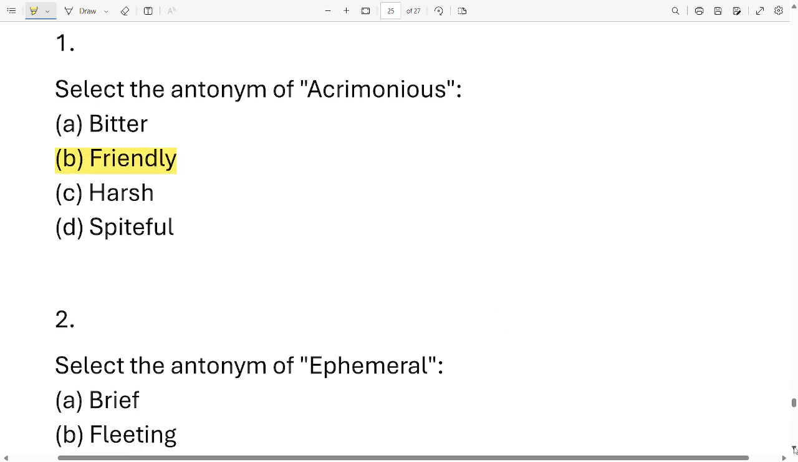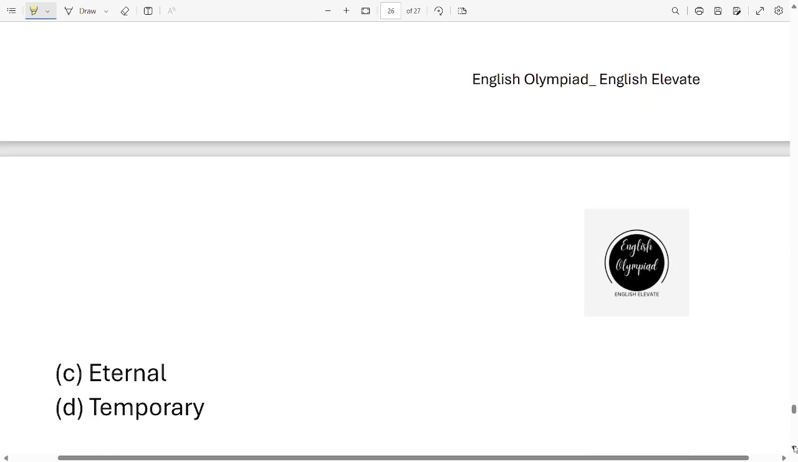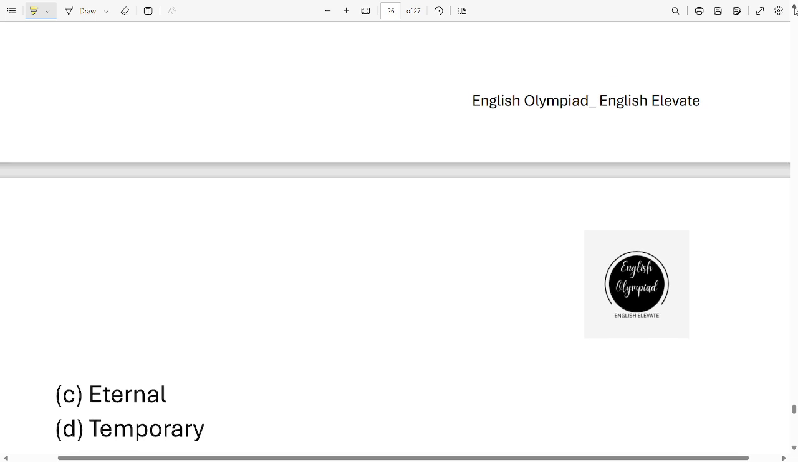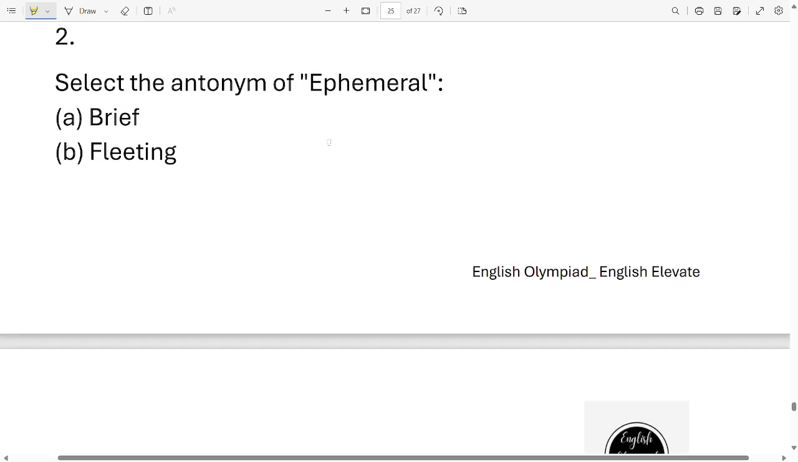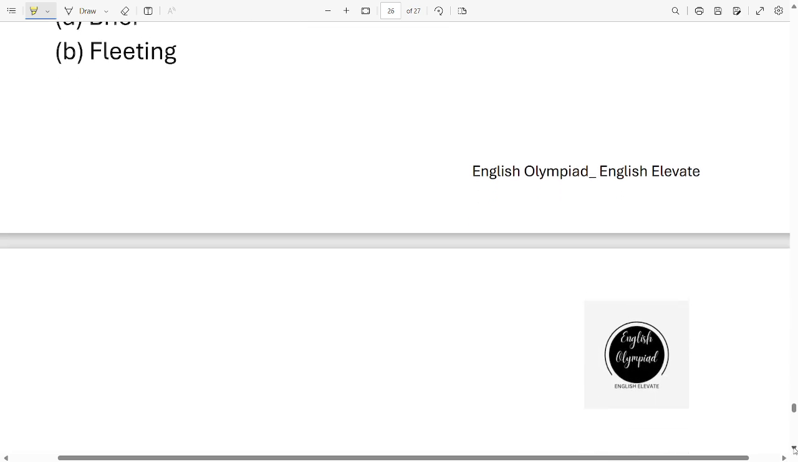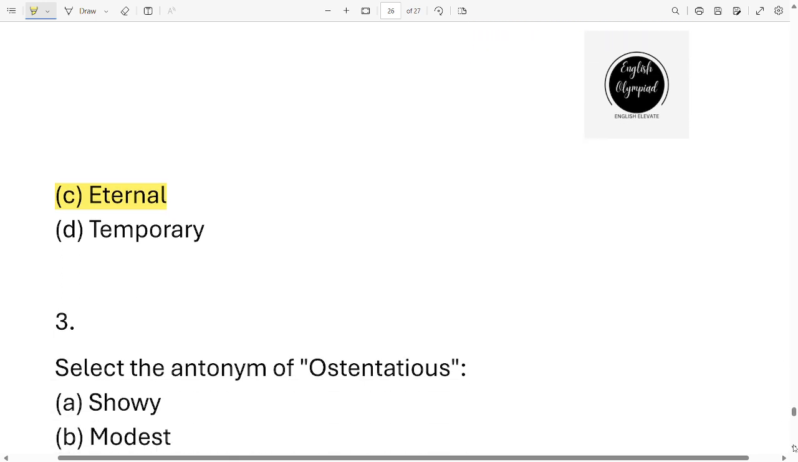Next question. Select the antonym of ephemeral. Options are brief, fleeting, eternal, temporary. These are the 4 options. Which one is correct? Now your correct option is option C, eternal. Okay. Next question.